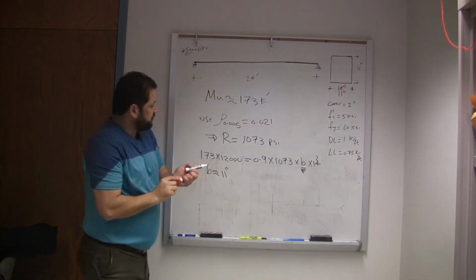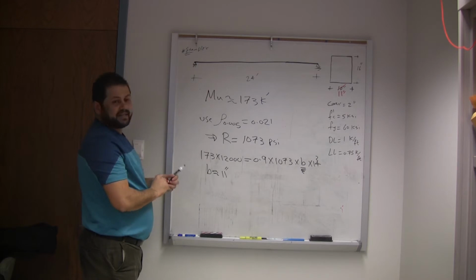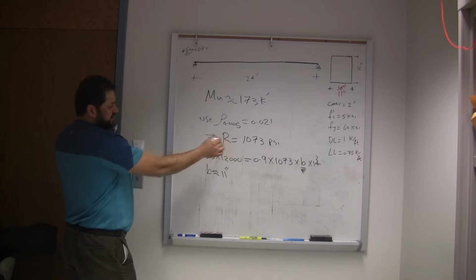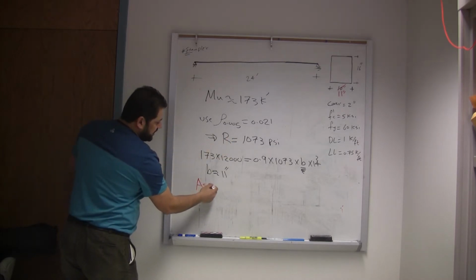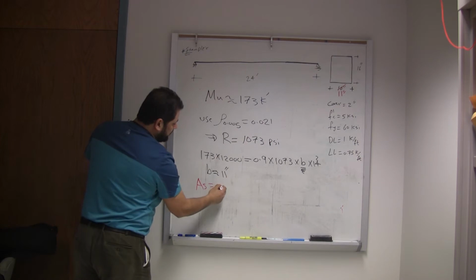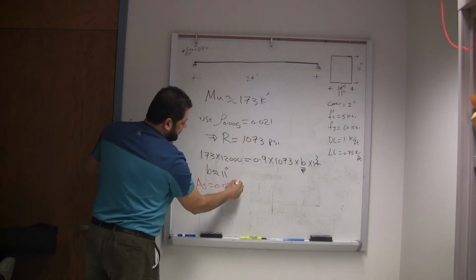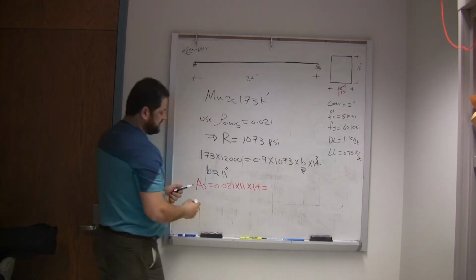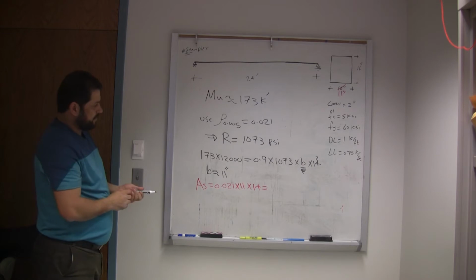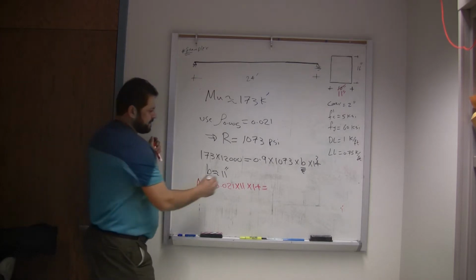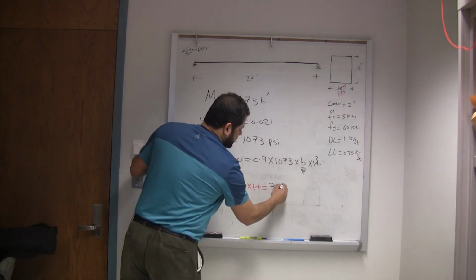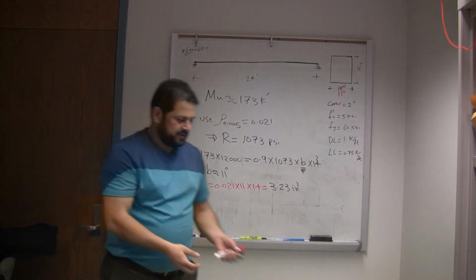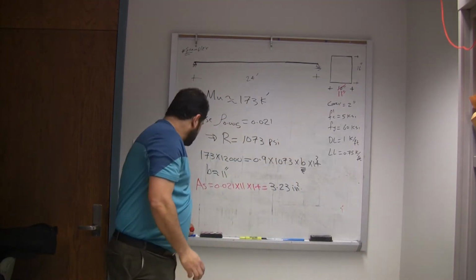So now the section with this area of steel will give me exactly what I want. Now my B is 11, D is that. So what's the area of steel now? The actual area of steel is rho, which is 0.021 times 11 times 14. So the area of steel is 3.23 inch square. That's how much positive steel you need. And the beam is designed as singly reinforced.